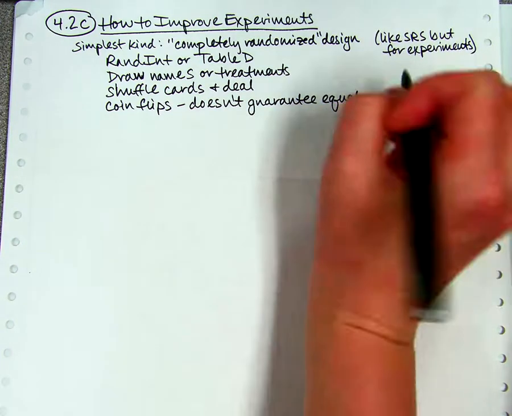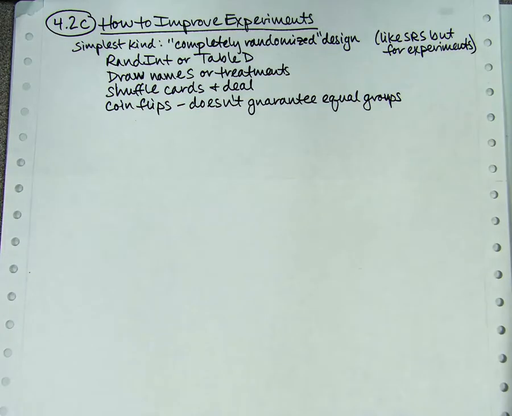And so if you really want equal groups, what you do is you take the cards and you make sure there's enough cards for everybody. So if you have 20 people, you make 10 cards of each treatment and you pass out the cards that way. And then you make sure that you get 10 of each. And with coin flips, what's usually done is you flip coins until you have one group full and then the rest of them go in the second group. And in that case, you'd want to make sure they're well mixed to start with.